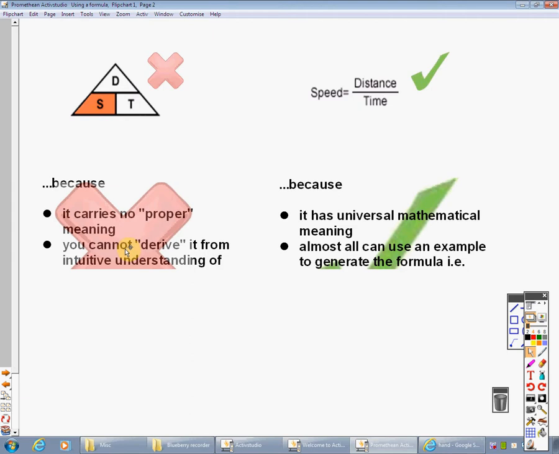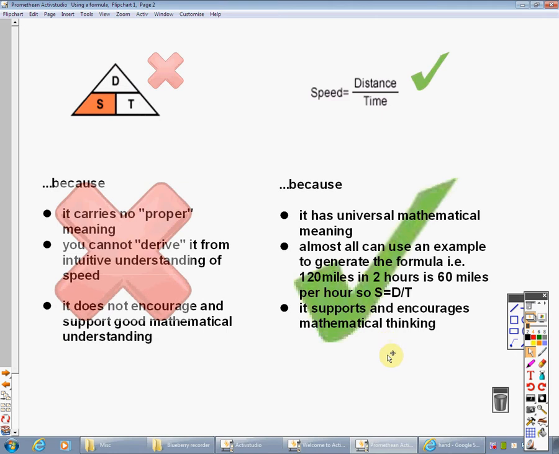This one, you cannot derive it from an intuitive understanding of speed, whereas almost all of us can use an example to generate the formula, i.e. 120 miles in 2 hours would be 60 miles an hour, so it's the distance divided by the time gives us the speed. This way, the image doesn't encourage and support good mathematical understanding, whereas this way all of us can help support and encourage and use mathematical thinking.